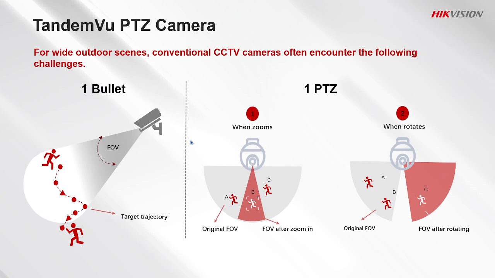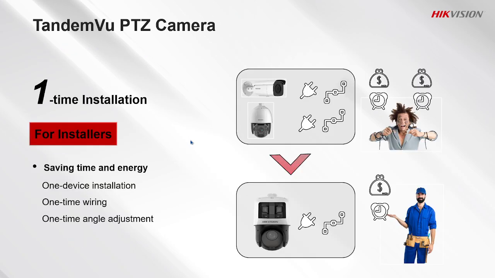Now we have the tandem view PTZ camera for wider scenes. You can have multiple. The tandem view helps you eliminate the issue of blind spots when a PTZ zooms into another point of view. Then we have saving on time and energy to install. With tandem view, instead of installing 2 cameras, we install 1.